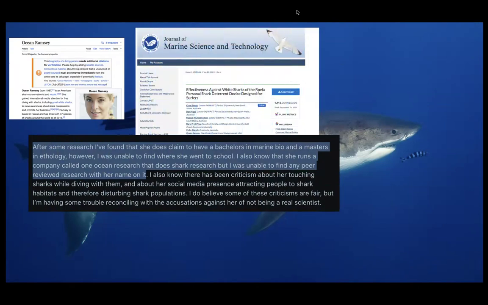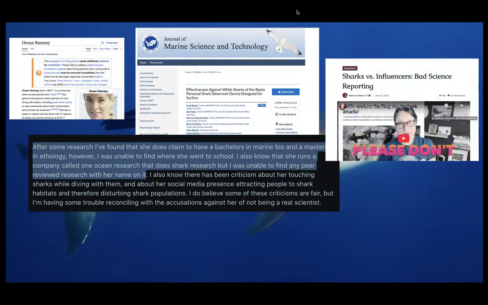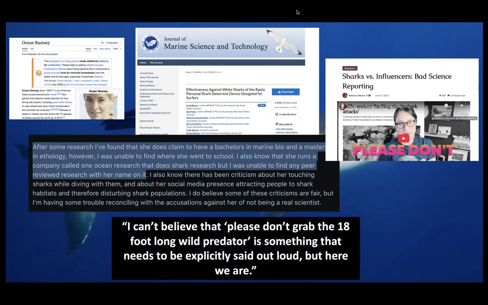This is the only publication, which is almost unrelated and is in a very shady journal. Or at least this is what they say. I don't know the journal. There's no criticism, but they say this is not an impacted journal. And other people say, well, this is bad science reporting. And one of the people criticizing her says, well, I can't believe that "please don't grab the 18-foot long wild predator" is something that needs to be explicitly said out loud.